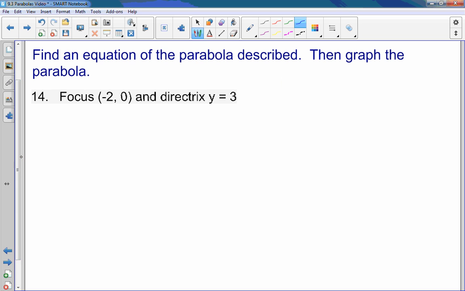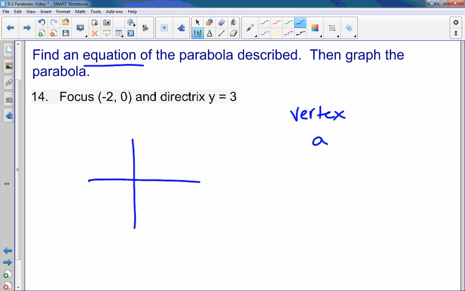Now we have to find a whole equation. The very first thing we have to do is find the vertex and the a value. The vertex and the a value are everything that we need in order to solve this. And we need to be able to tell, does this open up or down or right or left? The best way to do that is to sketch what the graph would look like.